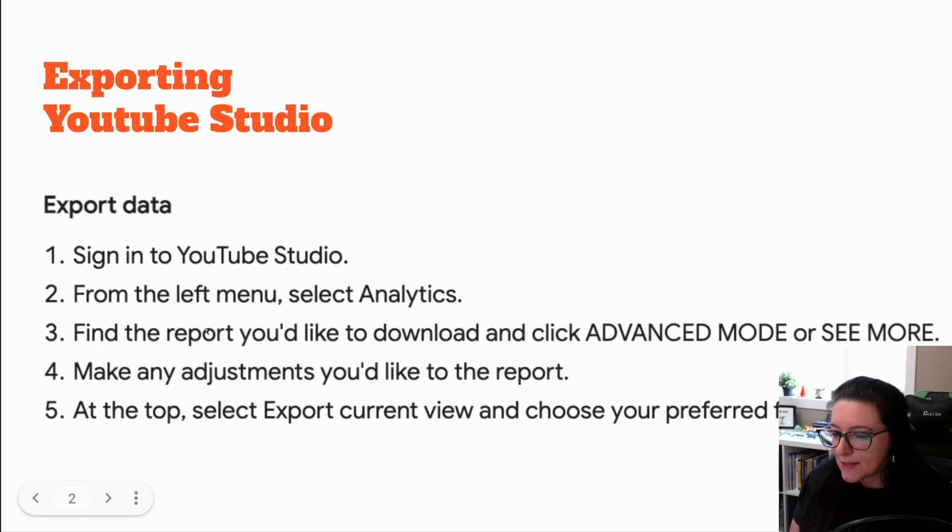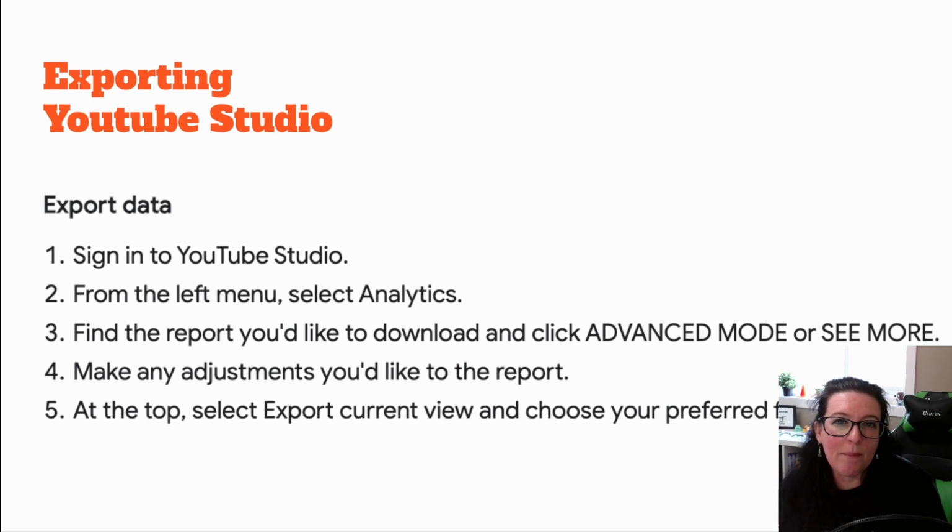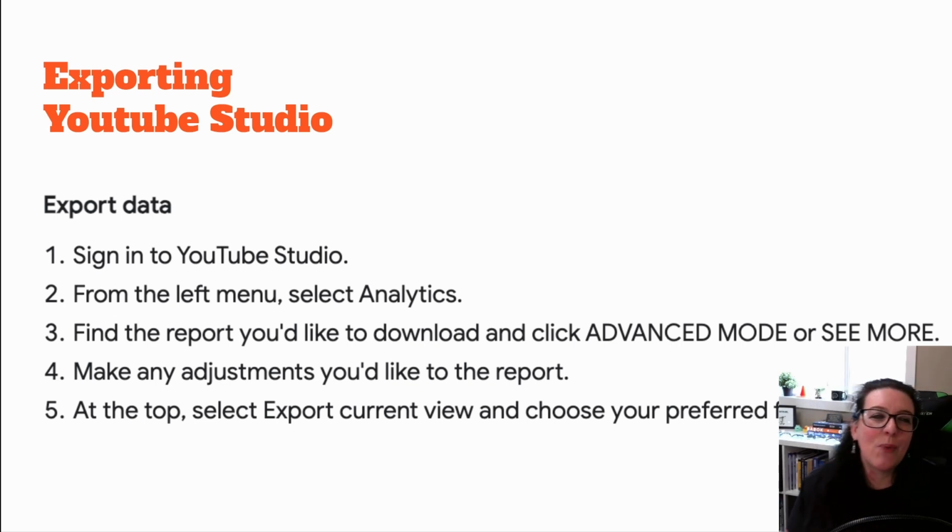So the first thing is, when you are looking at your particular data source that is web-based, we need to figure out how to export our information. All of these web-based sources have a way to export the data. And here's how to export from YouTube Studio: you go into your YouTube Studio account, select Analytics, and then you can download reports based on the amount of time that you want to look at.